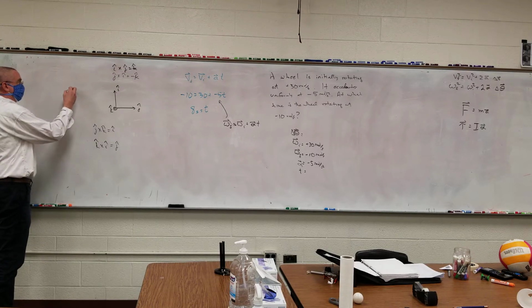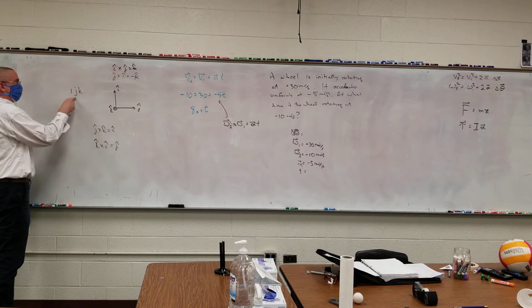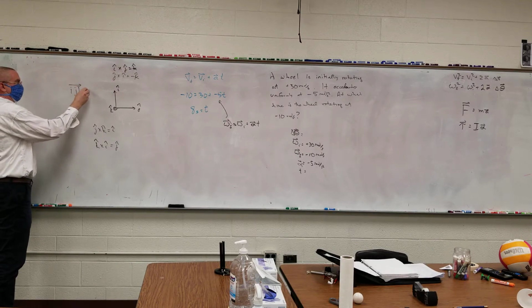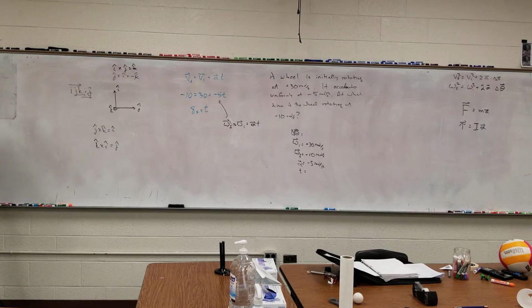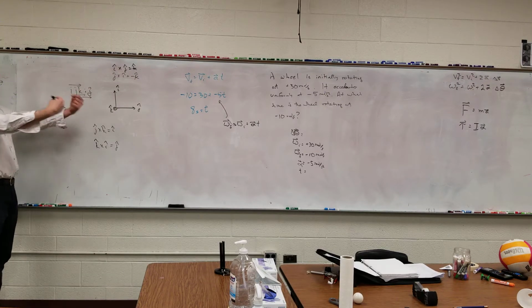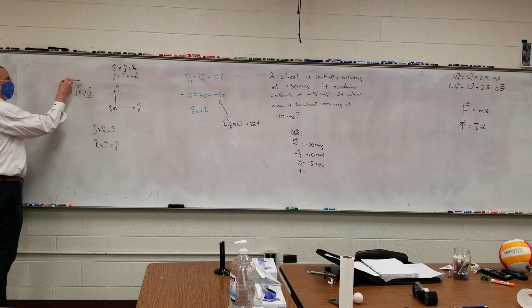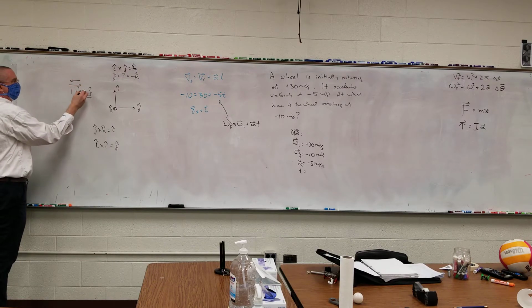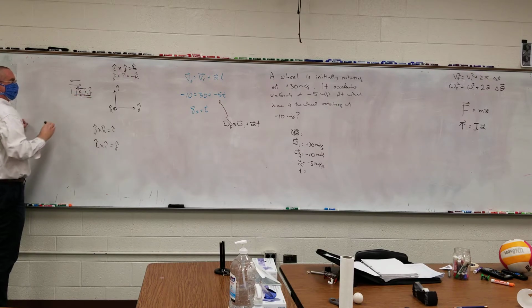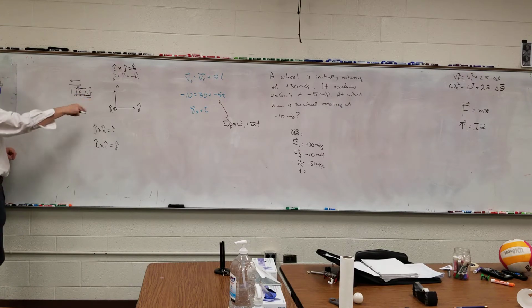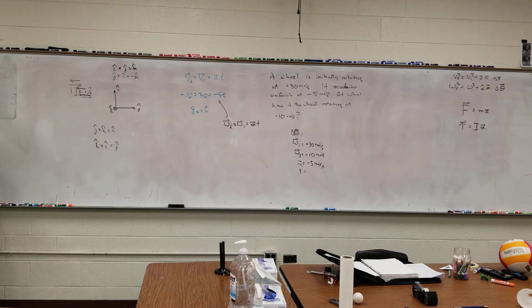So notice there that i cross j is k, going in alphabetical order, and then going around the corner, i, j. j cross k is i, k cross i is j. So as long as I'm going in this direction, I get a positive result. If I go backwards, so k cross j is negative i, i cross k is negative j, j cross i is negative k. So it's positive if I'm going to the right, negative if I'm going to the left.